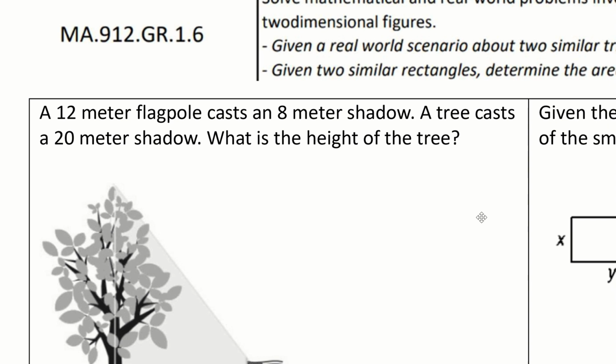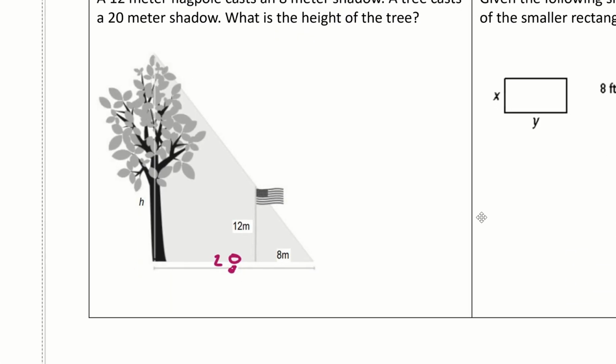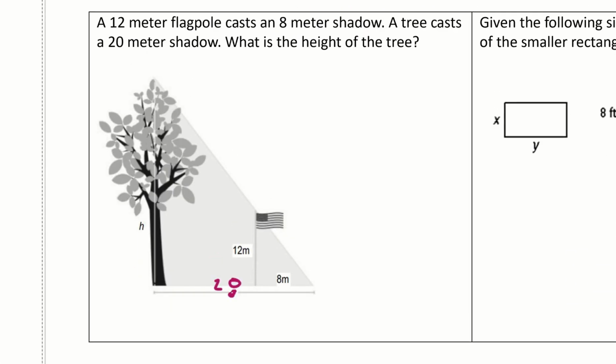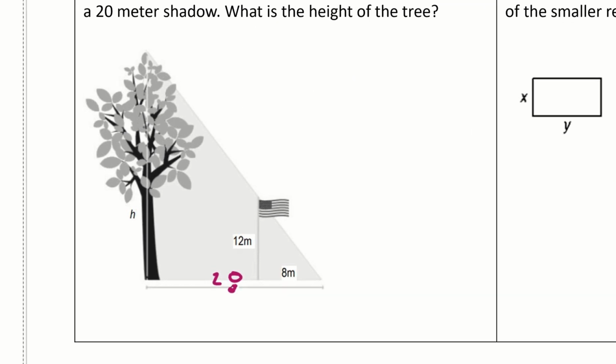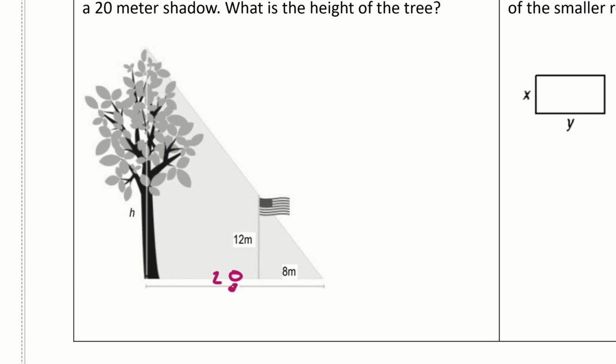Okay, so let's look at 1.6. Again, the 12-meter flagpole casts an 8-meter shadow. A tree casts a 20-meter shadow. What is the height of the tree? So these are two similar triangles. I want to make a note here that I didn't do in class. I want to show you why these are both similar triangles.